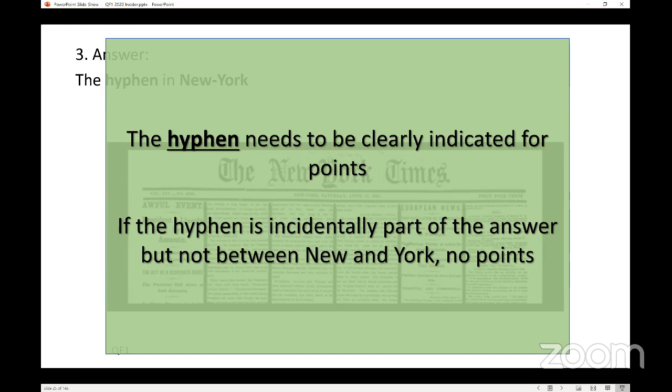If you've written a hyphen in your answer, but that's not between New York, but somehow it's just there in your answer, then you don't get points. But if there is a hyphen that is between New York in your answer, then you get full points. Sorry, one question: is dash accepted? Yeah, dash is fine. Dash, hyphen, dash is also accepted.